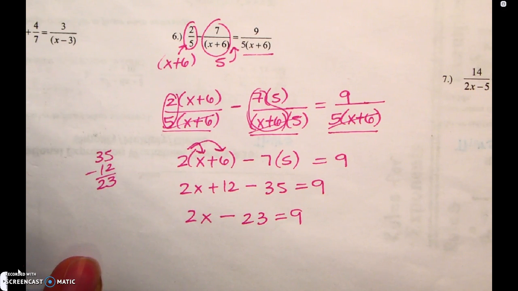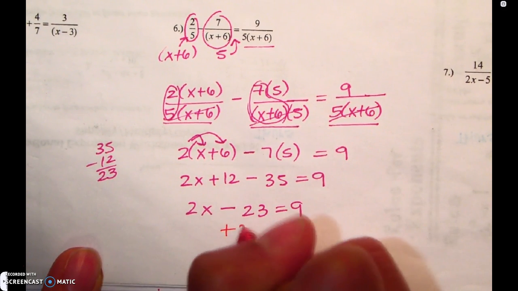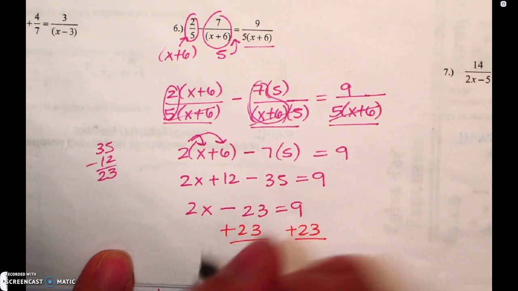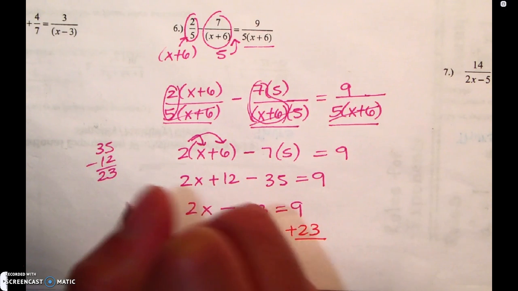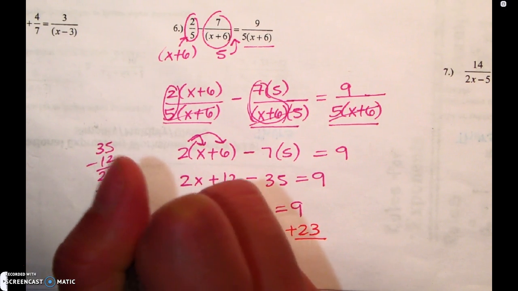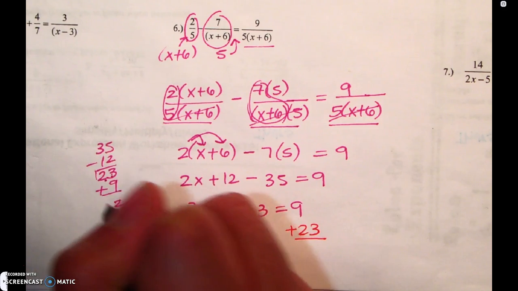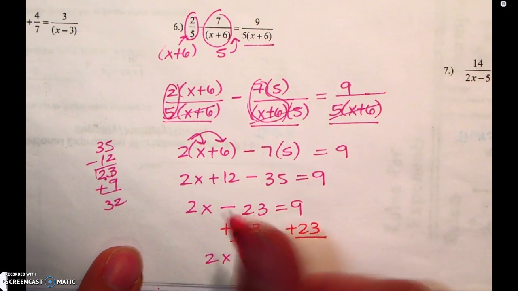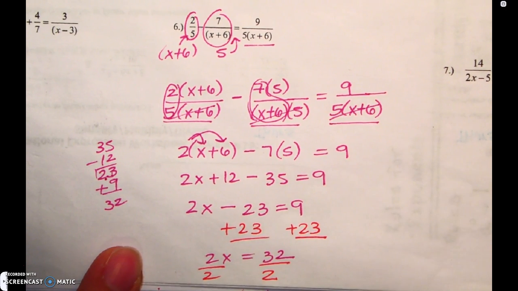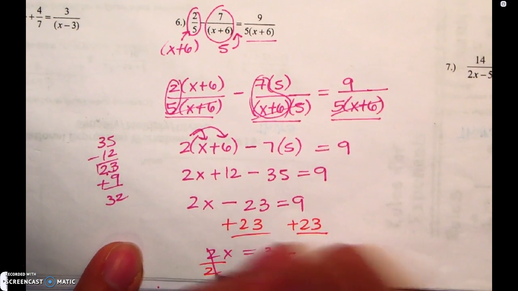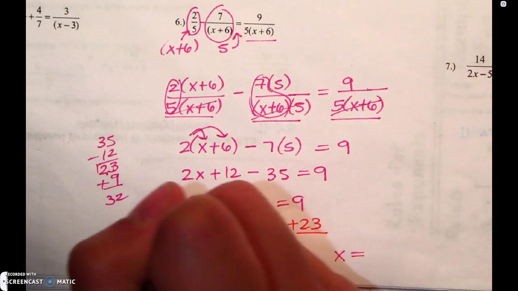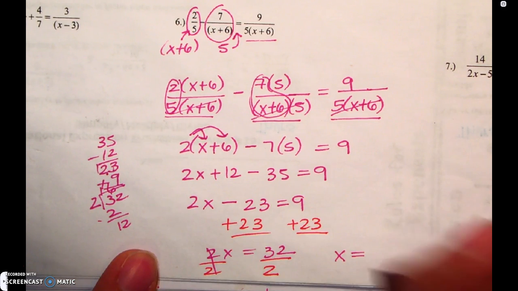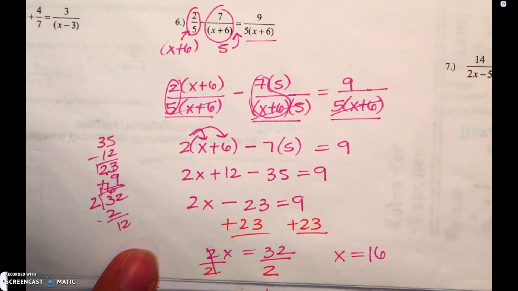I'm trying to solve for x. So you're going to add 23 to both sides. You do the opposite of what you see. And you're left with 2x is equal to 23 plus 9, 10, 11, 12, 32. Okay, and the very last step is to divide both sides by 2 so I can get x by itself. This cancels and I'm left with x is equal to 32 divided by 2, which is just equal to 16. So x is equal to 16.